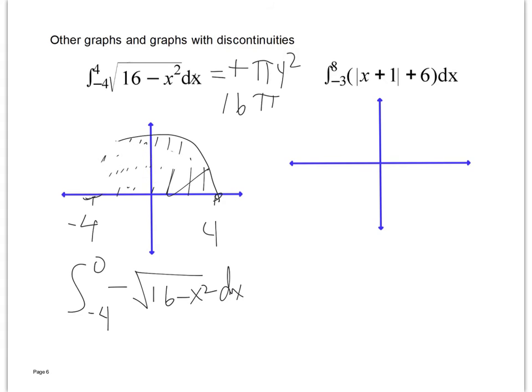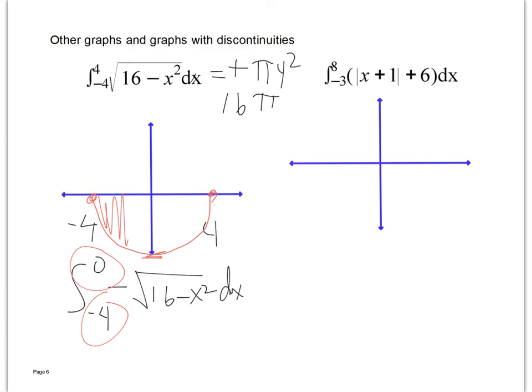It changes this because the whole graph is now still a semicircle, but remember that negative out in front inverts it so that it's below the axis. Now I'm going from -4 to 0, that guy. And so my answer is negative because it's below the axis, but it's still pi r squared, but this time instead of being a half circle, it's a quarter circle. So I get -4 pi.